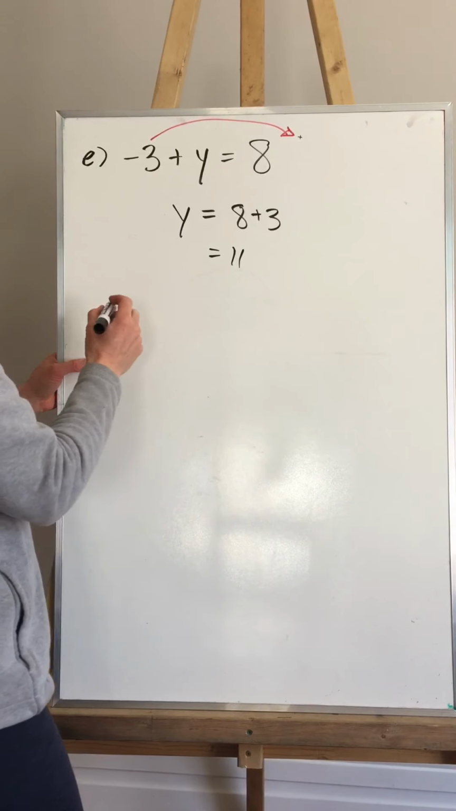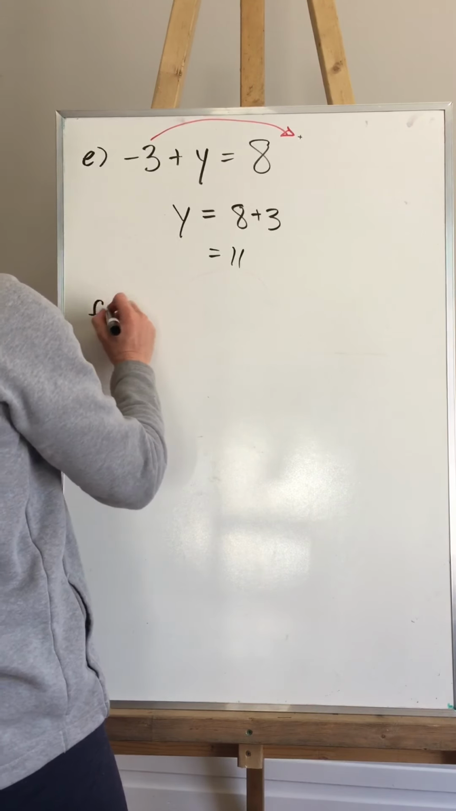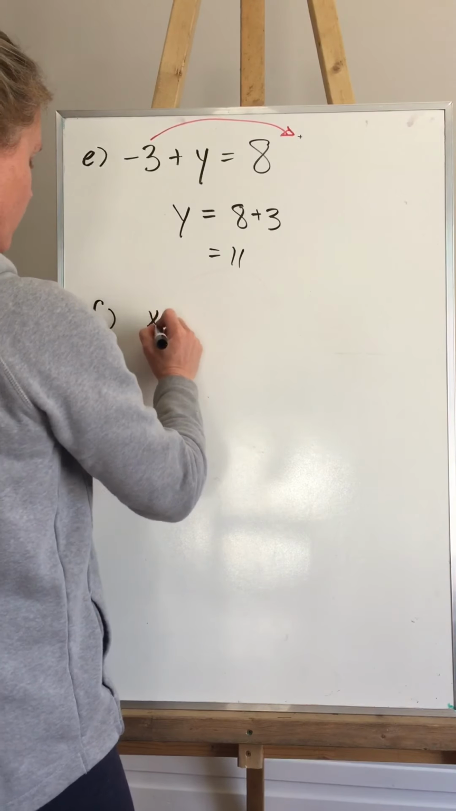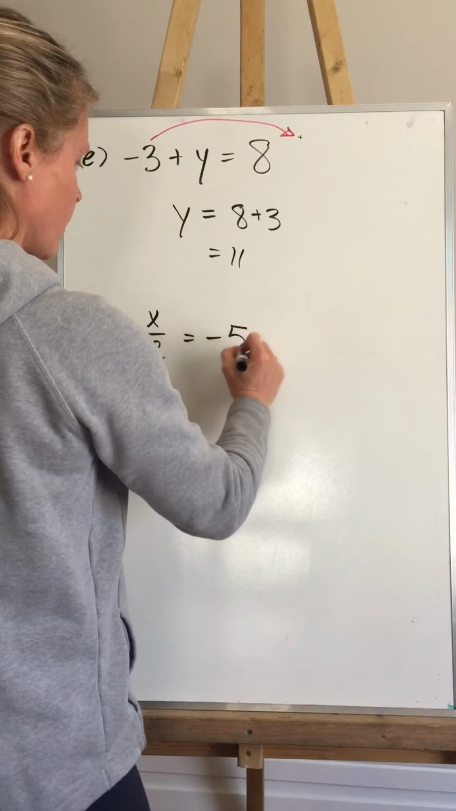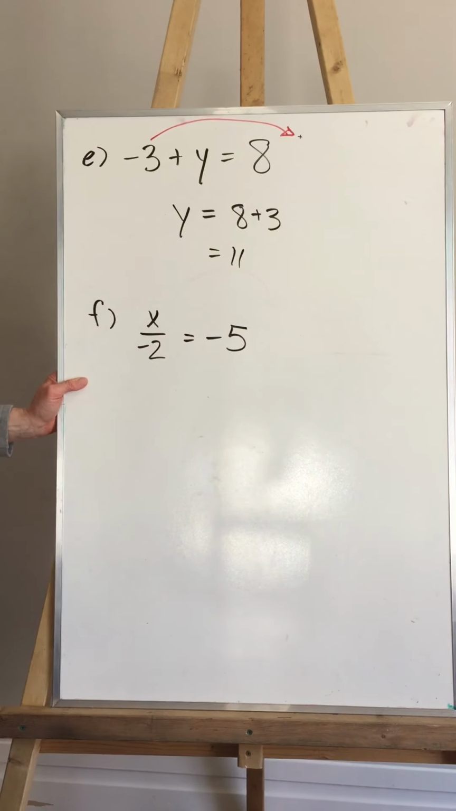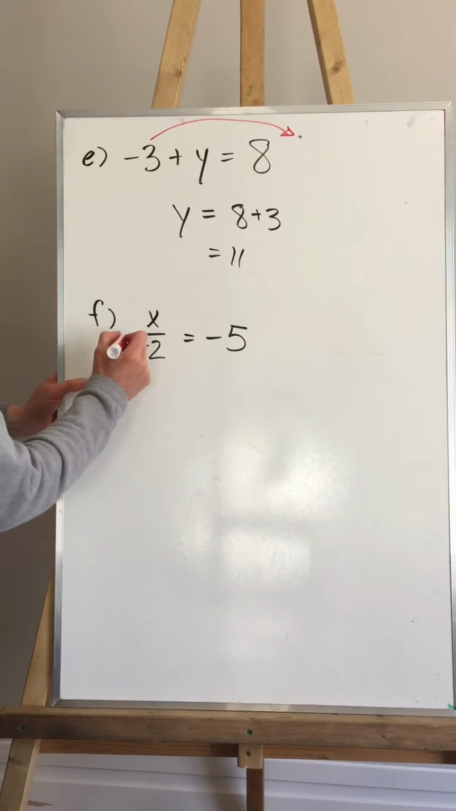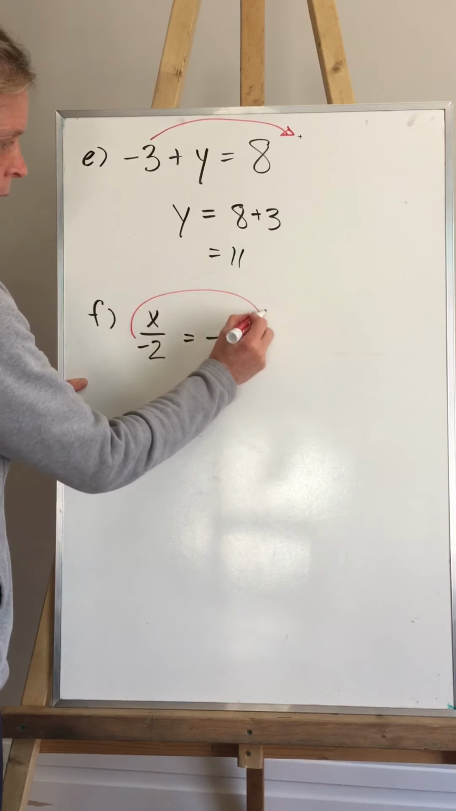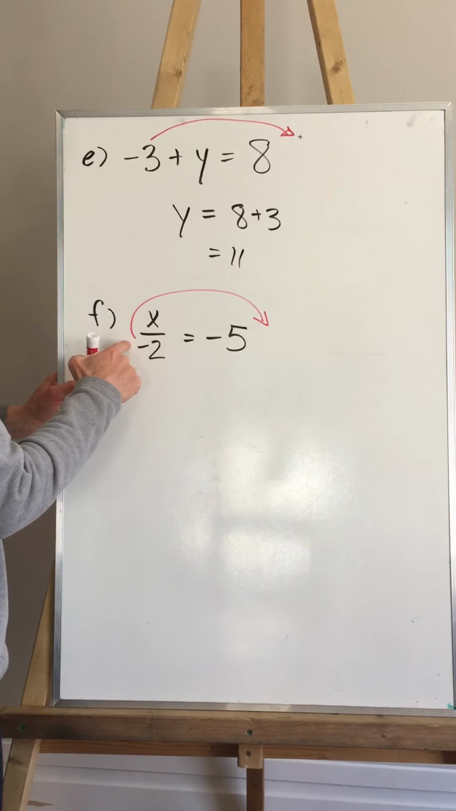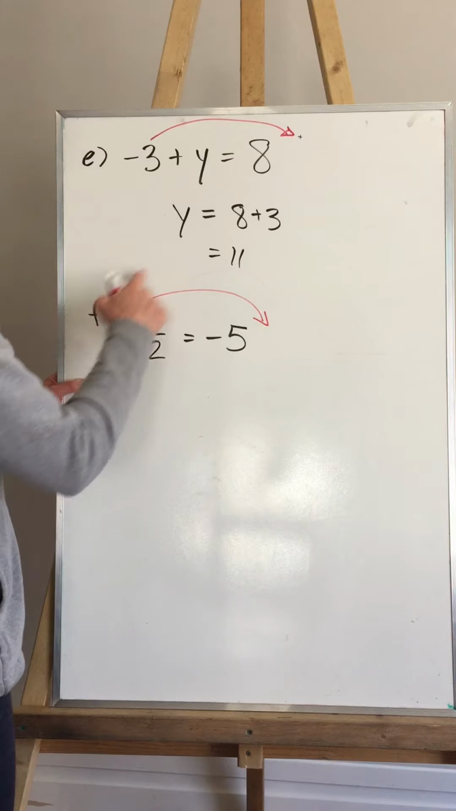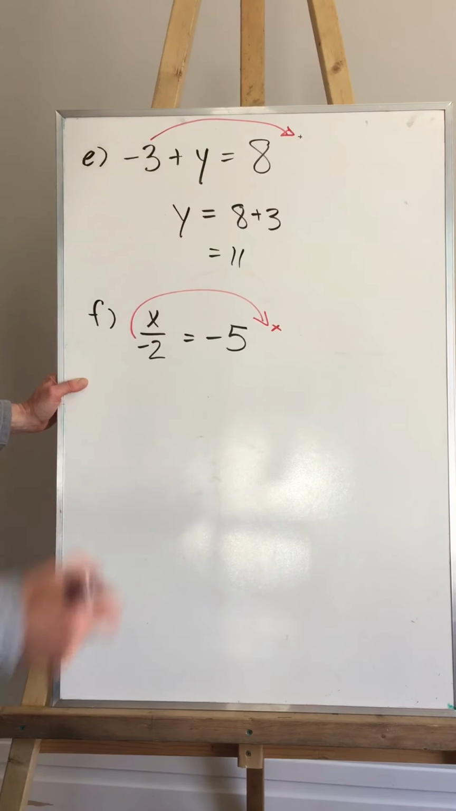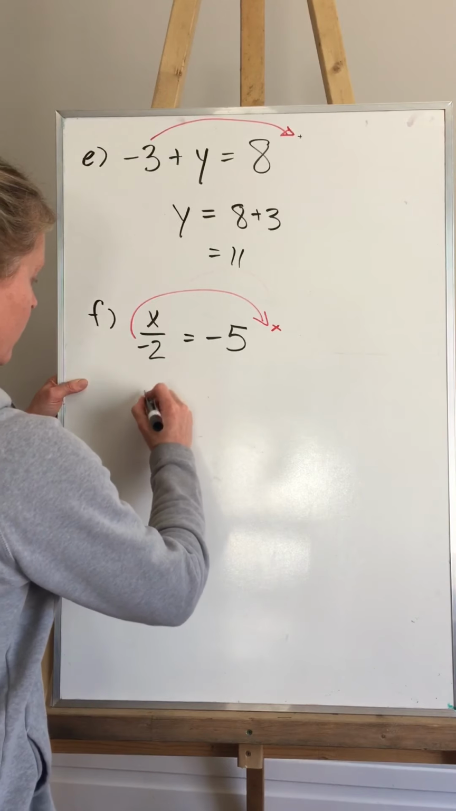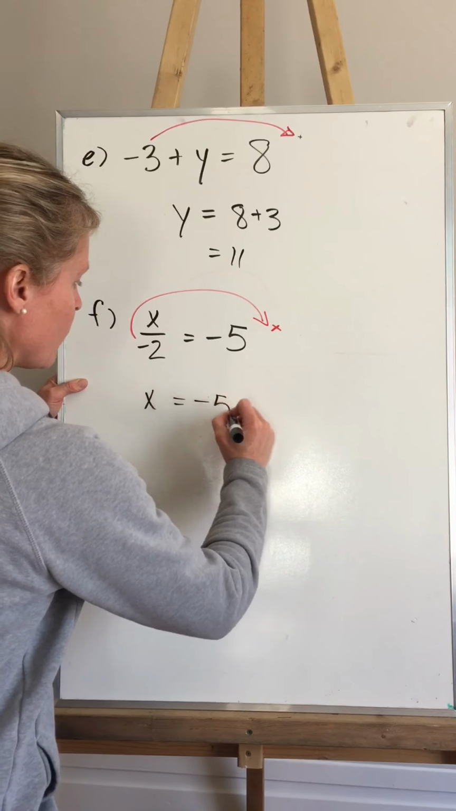Okay, so I think the last one I will do is x divided by negative 2 equals negative 5. Okay, so try it on your own. Pause the video. 2 is being divided by on this side, so it means it's going to be multiplied on that side. Okay, so x equals negative 5.